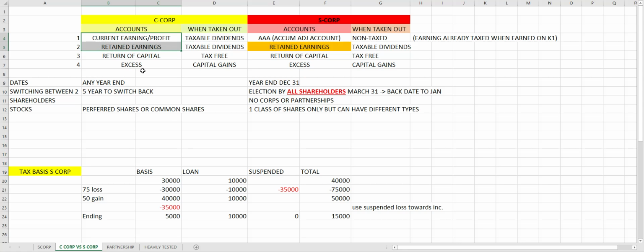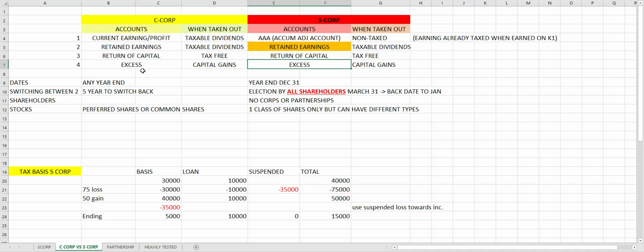Now, if it was 150,000 worth of distributions made to the shareholders, in this case, you would get return of capital. Return of capital is essentially when you first put money or assets into a company, that is going to be your basis. So return of capital is essentially up to your basis. Whatever you've put in, you get back out, and that's why it's tax-free, because this is technically your own money that you're taking out at the end of the day. Anything over that is excess. Any excess amount is going to be capital gains, and you are going to be taxed on that.